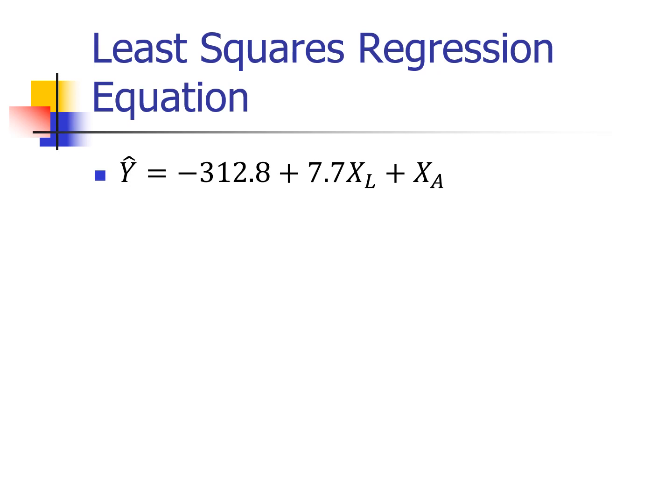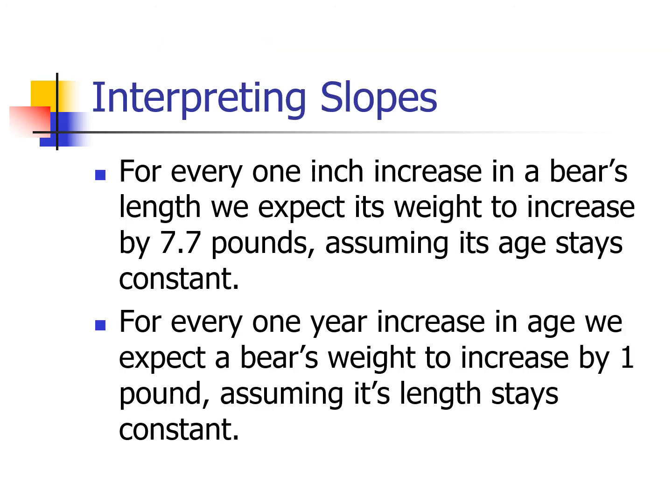Here's the least squares regression equation. Y hat equals negative 312.8 plus 7.7 times length. And the coefficient for age was very close to 1, right? So 1 times x sub a. How do we interpret the slopes? We interpret it by saying, right, here I got both of them in the same slide.